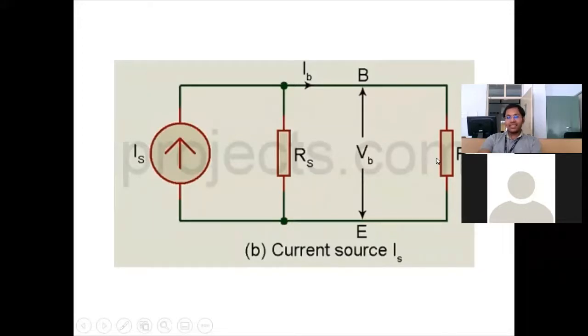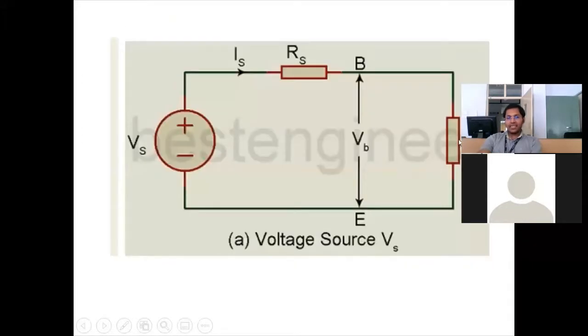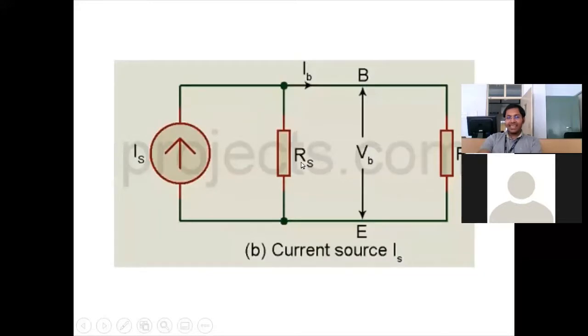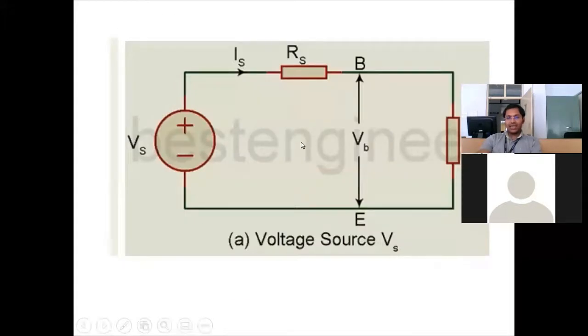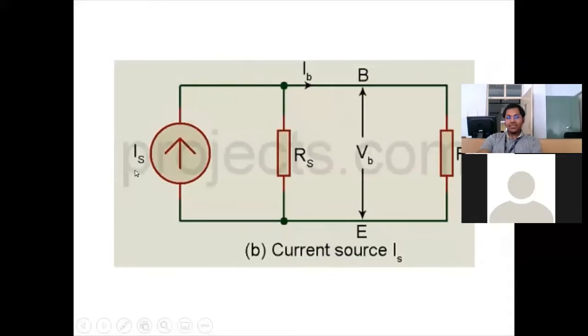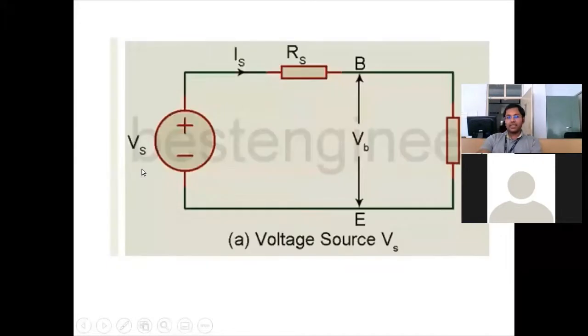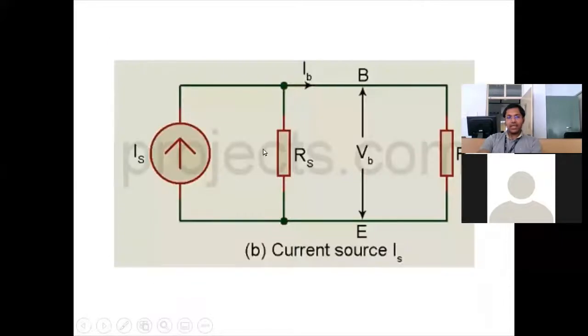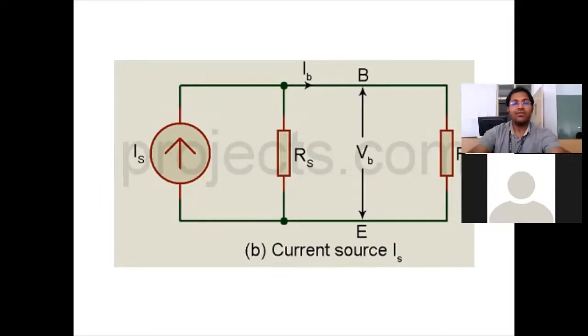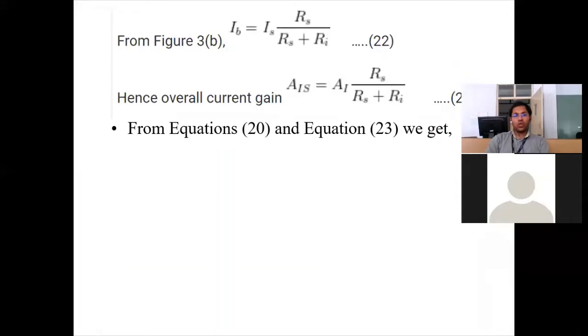Observe this RS is as it is. RS has the same value. IS will actually be VS by RS. The value of IS will be VS by RS. So that is source transformation. Why did we go for source transformation? Because we want the overall current gain. And this is the expression which we discussed in the previous class.